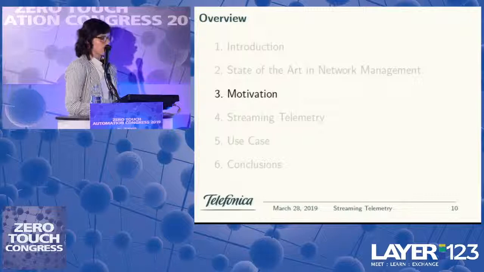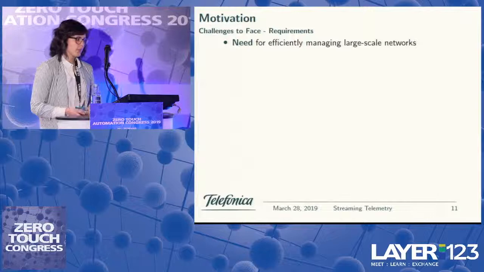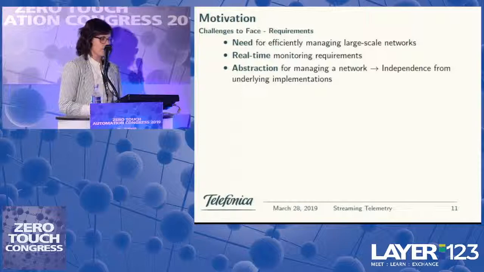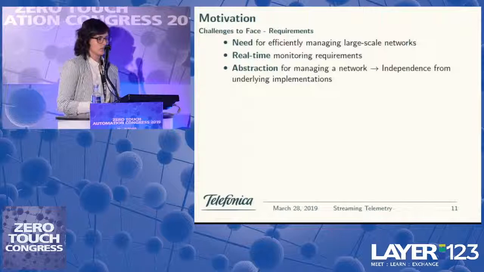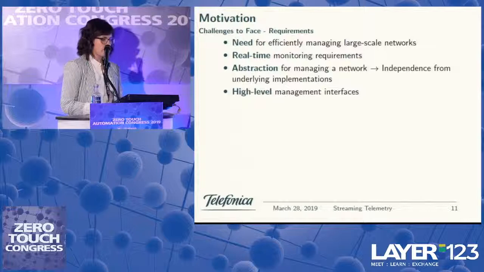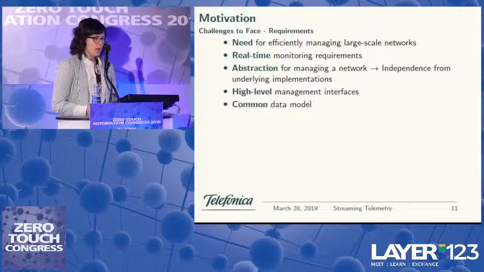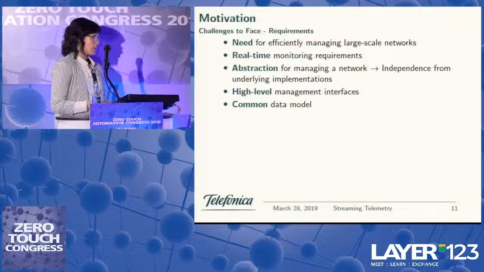So, in the first place, we need to handle these large-scale networks. We need to have the ability to have real-time measurements. Also, we need independence from the underlying implementation, not only regarding the technologies, but also the protocols. We need high-level management interfaces in order to reduce programming time. That basically means having common APIs to access this information. And also we need a common data model.